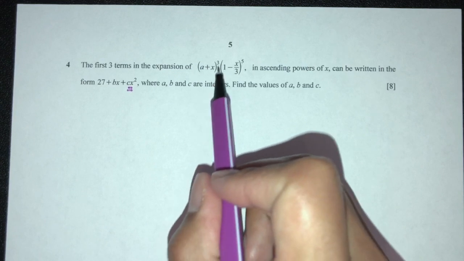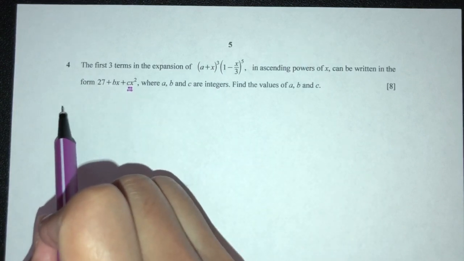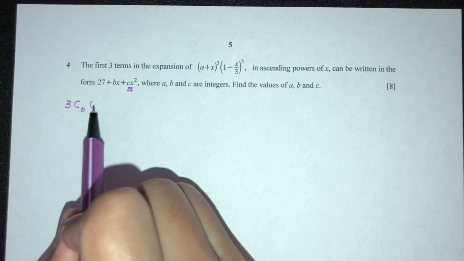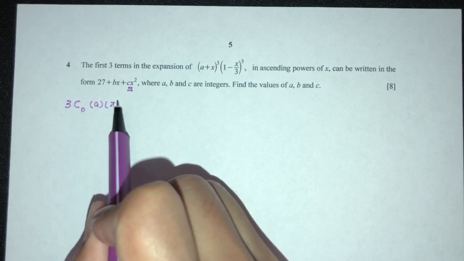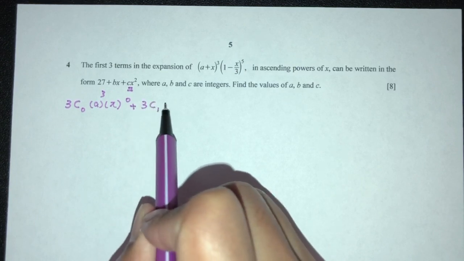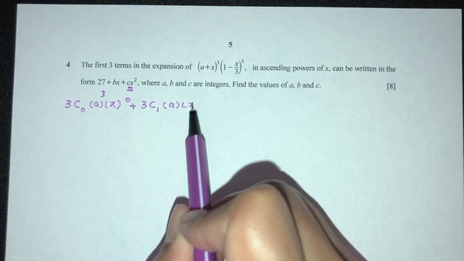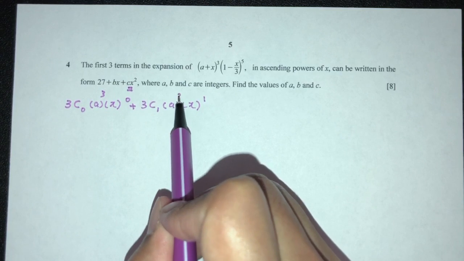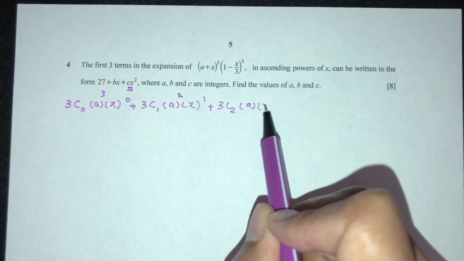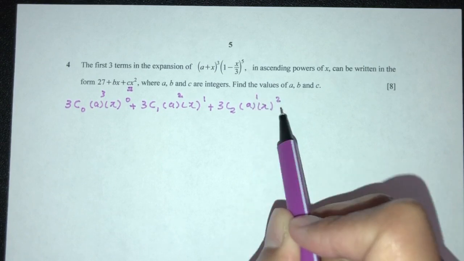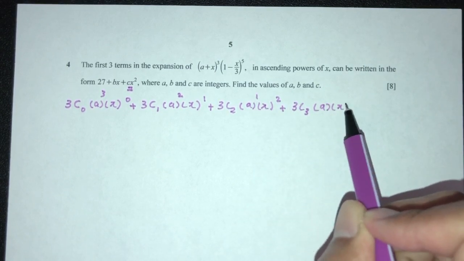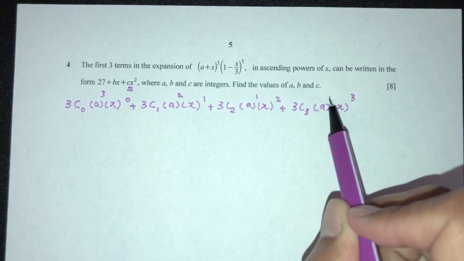For example, if you would expand this, you will have 3 choose 0, that will be a, and that will be x to the power 0, that will be 3. 3 choose 1, that will be a, that will be x to the power 1, here that should be 2. 3 choose 2, that should be a, x to the power 2, that will be 1. And finally 3 choose 3, that will be a, and that will be x, here we have 3, that will be 3, and that will be 0.